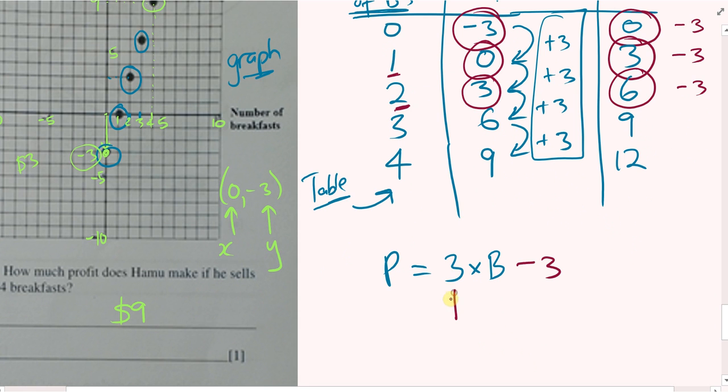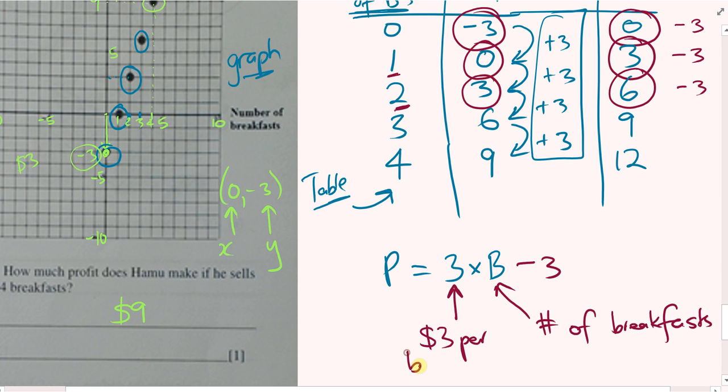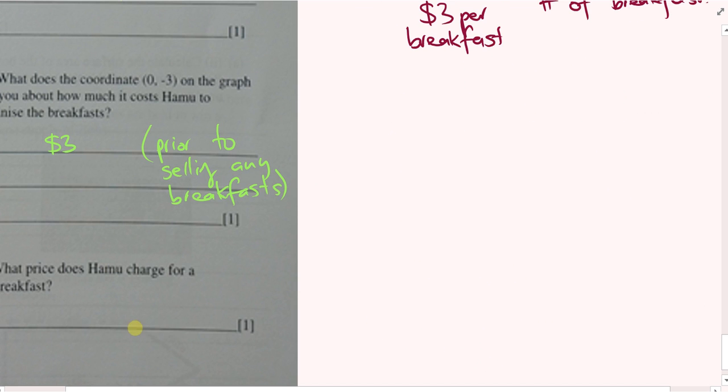So if we look at this number here, we know this is the number of breakfasts. So B is the number of breakfasts sold. So that 3 times B means $3 per breakfast, indicating that the price for breakfast, or the cost for breakfast, is in fact $3. Okay, so for that last question, you should have $3 here.